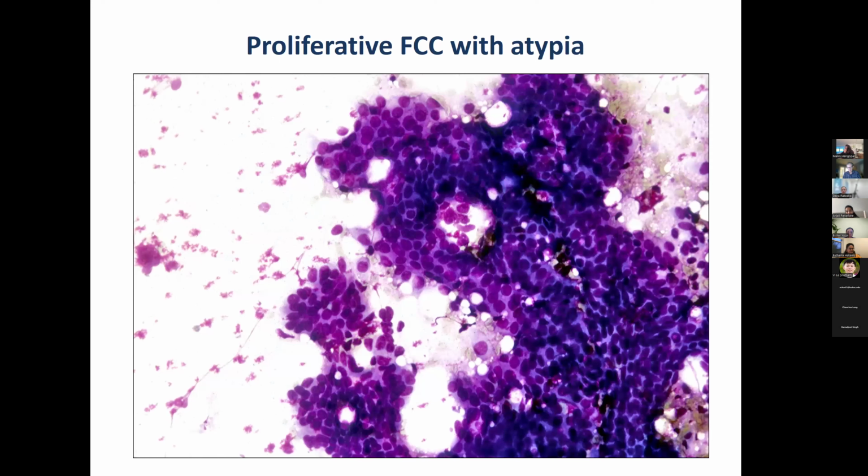So when you start to see a lot more overlapping of the nuclei, and you see a little bit of cribriform spaces, and the cells are falling apart or at the periphery, then your concern for atypia should be there. So you could call this atypical. And again, I'll say this is not an easy diagnosis.